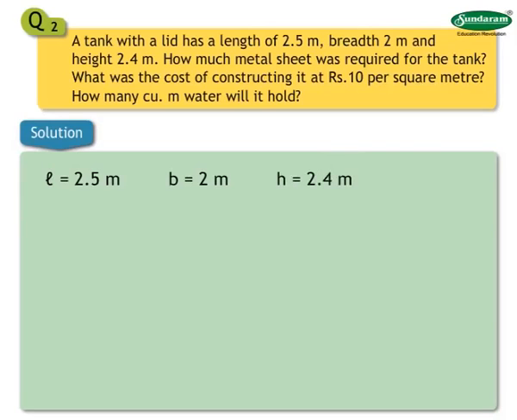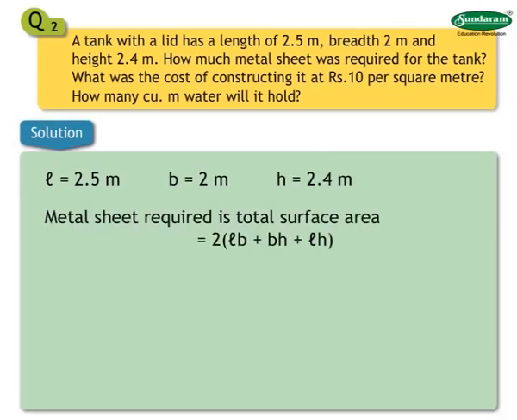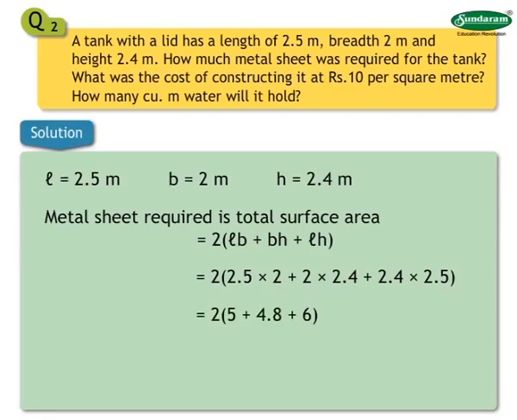Height is 2.4 meters. Metal sheet required is equal to total surface area of tank, which is equal to 2 into length into breadth plus breadth into height plus length into height, is equal to 2 into 2.5 into 2 plus 2 into 2.4 plus 2.4 into 2.5, equal to 2 into 5 plus 4.8 plus 6, equal to 2 into 15.8, which is 31.6 square meters.